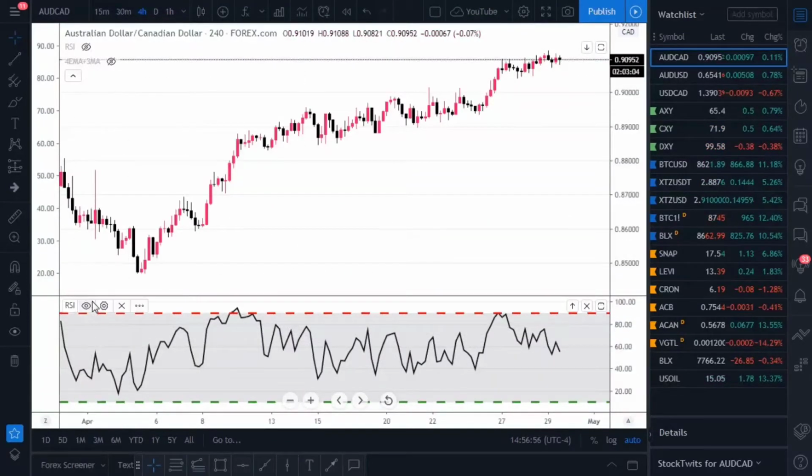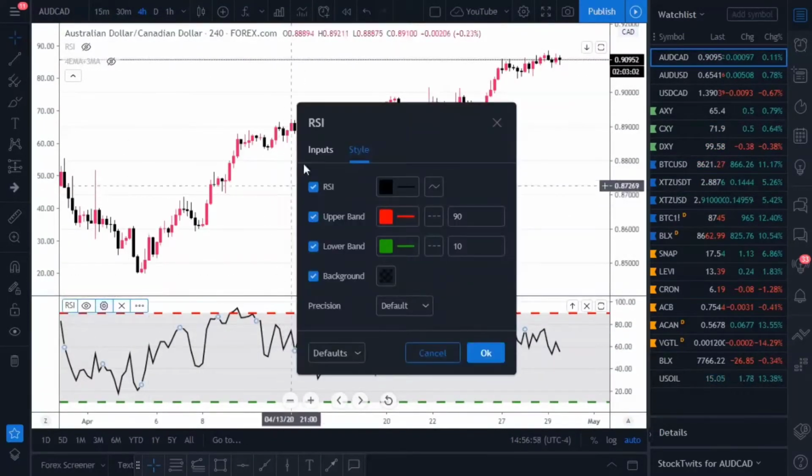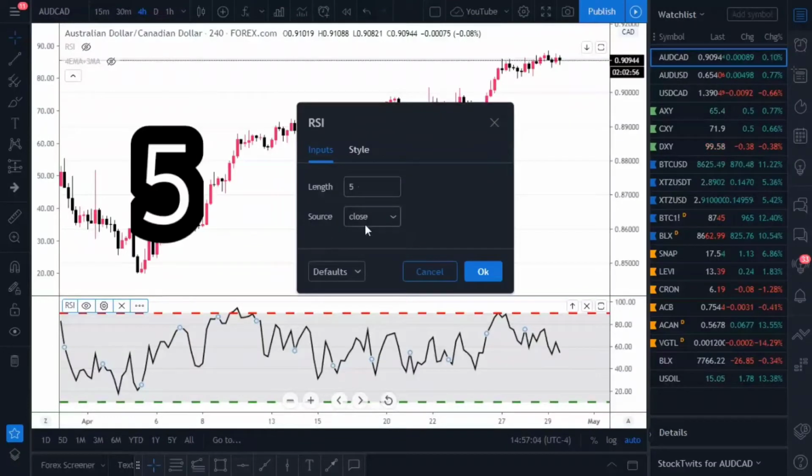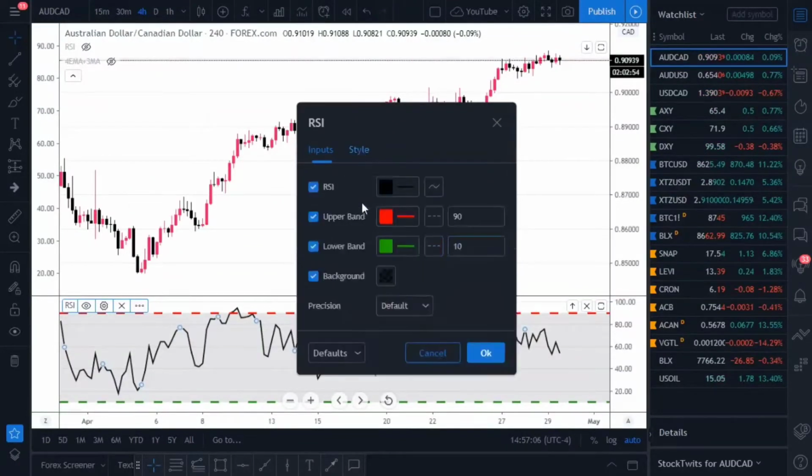Now I already have mine here. We're gonna go into settings, go into inputs, change the length to 5. The source is close. Change the style.